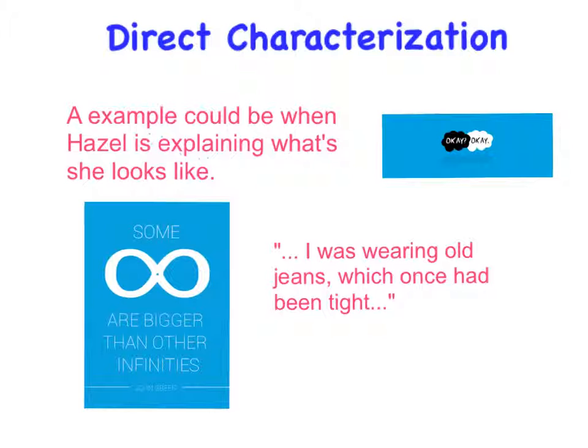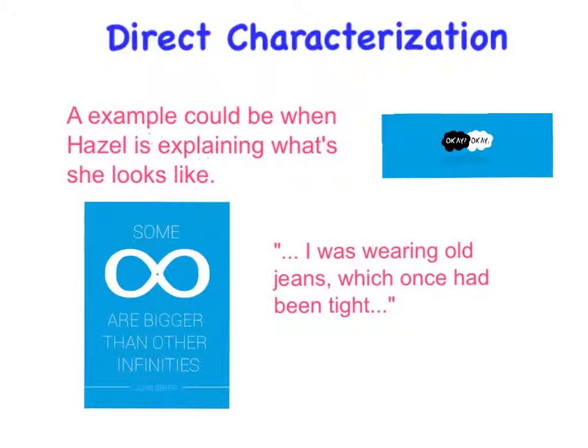One example of direct characterization is when Hazel starts going to support group and starts to explain what she looks like. Hazel Grace says, "I was wearing jeans which once had been tight but now sagged in weird places, and a yellow t-shirt advertising a band I didn't even like anymore. Also my hair, I had this page boy haircut and I hadn't even bothered to brush it."